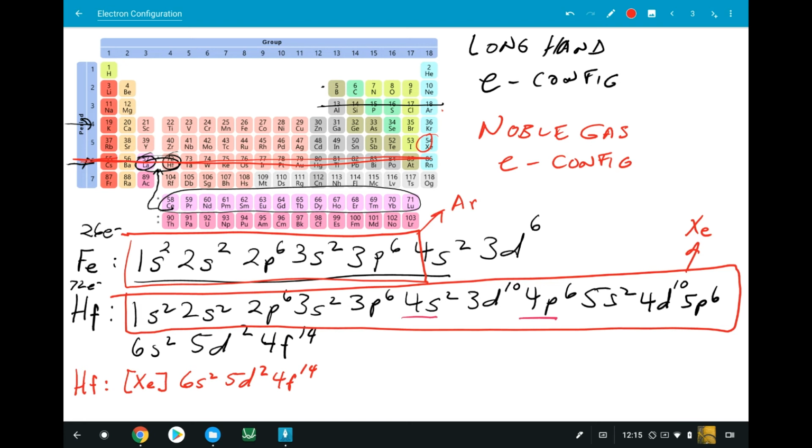Let's try technetium, Tc, number 43. 43 electrons. Check this out. Technetium, I just circled it. Krypton, number 36. That is the noble gas before that particular row, so I'm going to write that down, Kr. And then all I need to do is 5s2, and then I'm in the 4d block, 4d, 1, 2, 3, 4, 5, so 5s2, 4d5, and I'm done. Technetium's electron configuration is written.